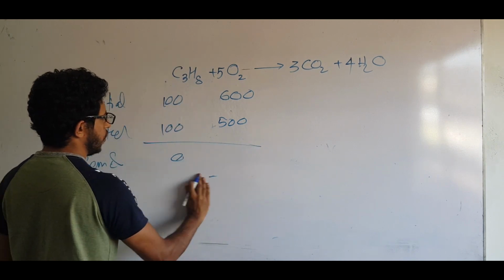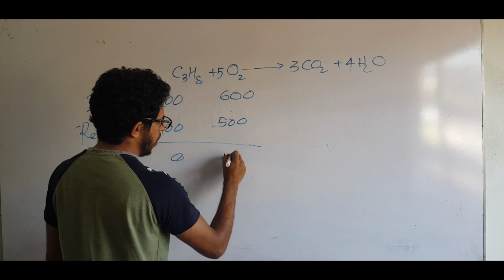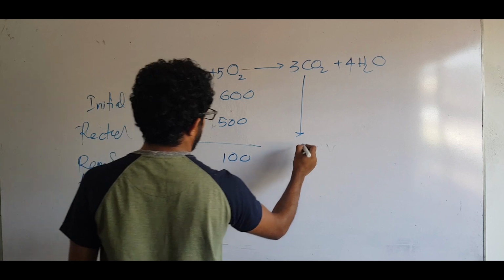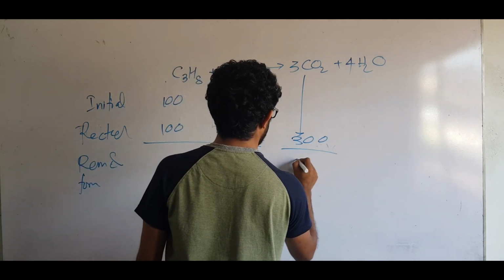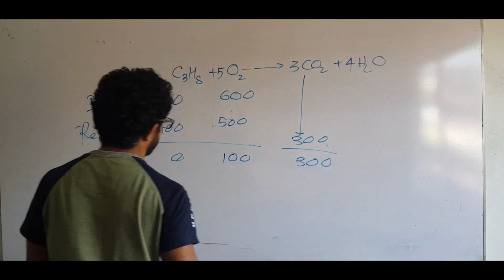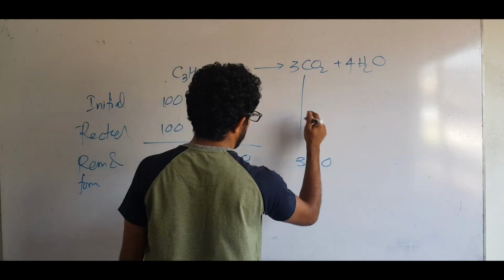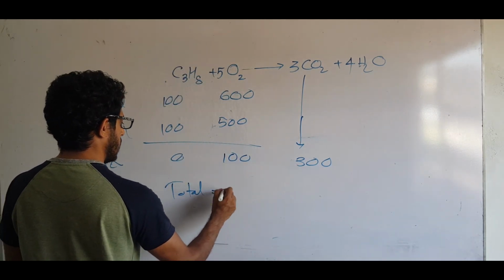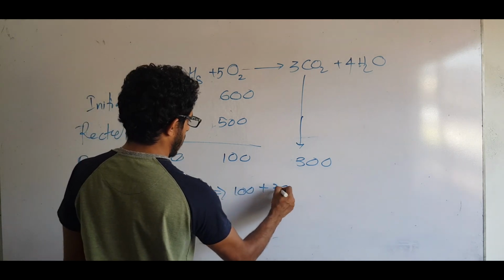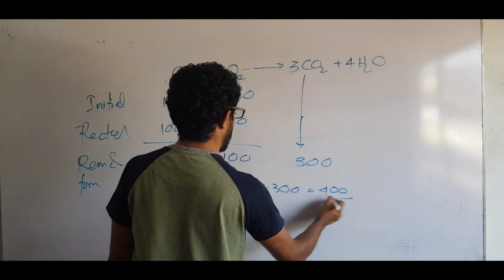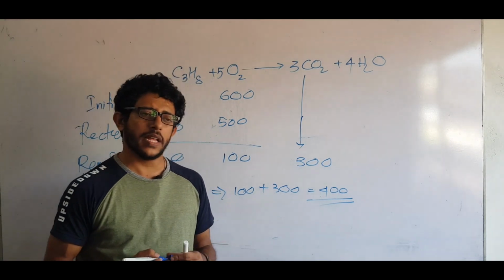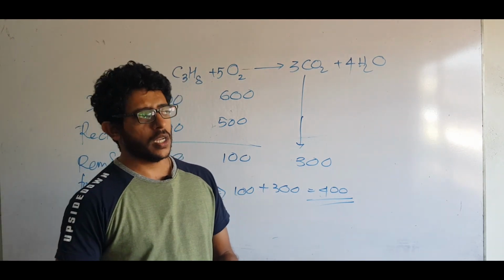Then remaining and formed: 100 minus 100 is 0, 600 minus 500 you have 100 here. Then what about this? 1:3, you get 300 carbon dioxide formed, so that 300 also comes over here. Therefore total 100 plus 300, answer is 400. So answer is B. So that's how we do the limiting reagent calculation.